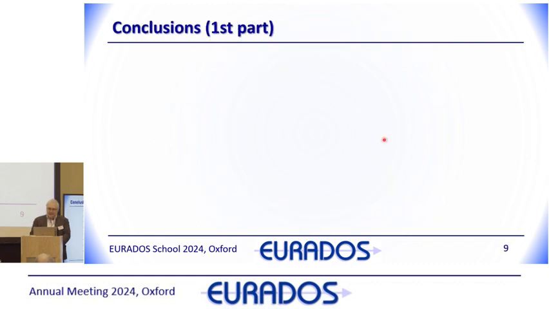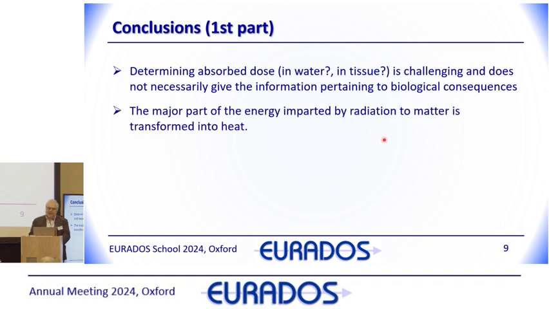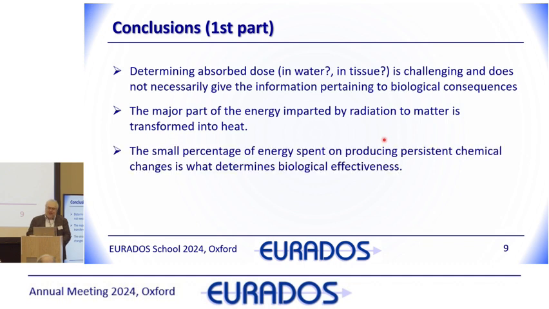Okay, so the conclusions of this first part are: determining absorbed dose to water, either in tissue or in water, is challenging, but it does not necessarily give you the information that really pertains to the biological consequences. The major part of the energy that you put into a system by radiation is transformed into heat. And heat itself is not damaging the biological system, at least at the dose levels we are talking about. And this small percentage of energy spent on persistent chemical changes is what determines biological effectiveness.